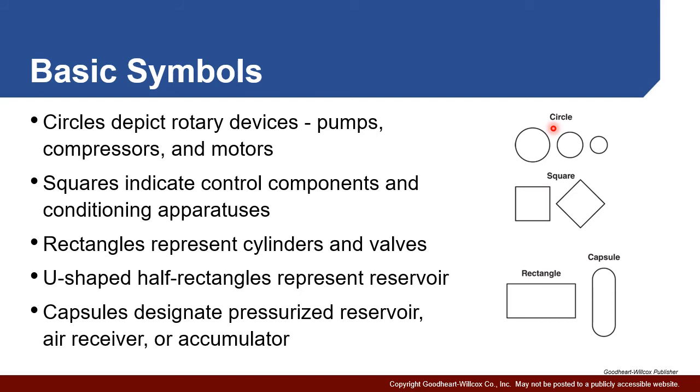And conditioning apparatus is shown as this diamond pattern. Right? Conditioning apparatuses are things like filters or strainers, etc. If you have a longer rectangle, that might be a valve with multiple positions or a cylinder. If we see a U-shaped half rectangle, where it's just half of a rectangle, that represents a reservoir, essentially a tank. Lastly, you'll see, on rare occasions, capsules, essentially with rounded ends on them.